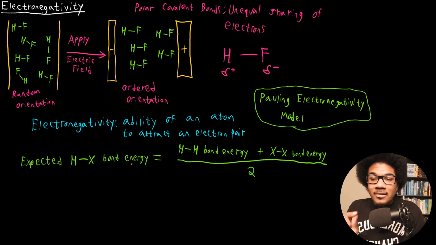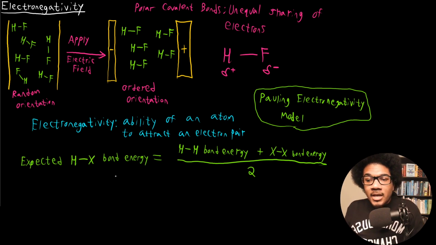So what are we assuming here? So in this expected bond energy, you're assuming that the electrons are shared equally, right? So this equation, since you're just dividing by 2, assumes that the bond energy contributions from each atom are equal, which would mean that they're sharing the electron pair equally. And then what Linus Pauling would do in his model is measure the real bond energy of HX, compare it to this expected bond energy, and then take the difference to get an electronegativity value.